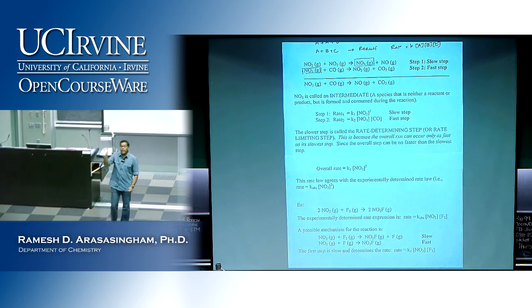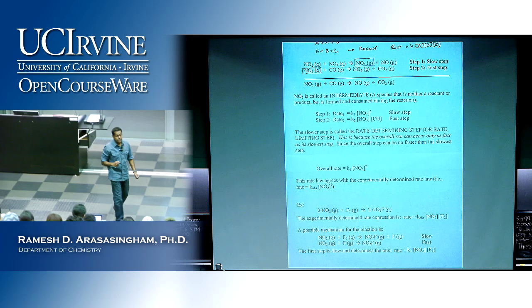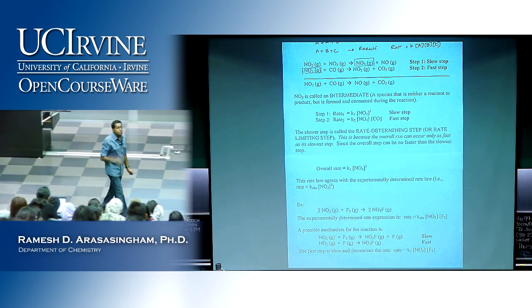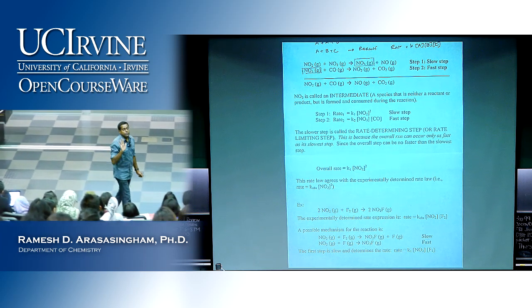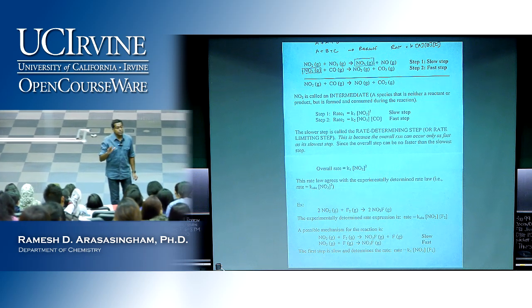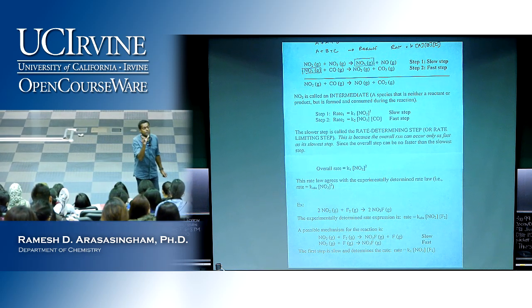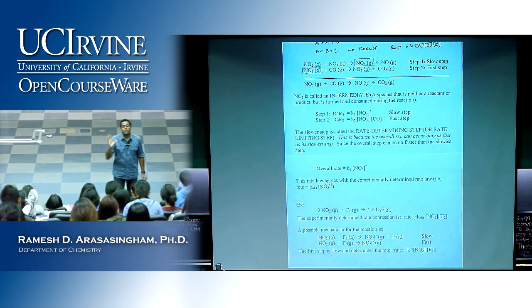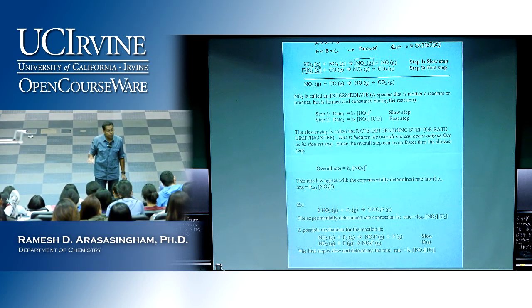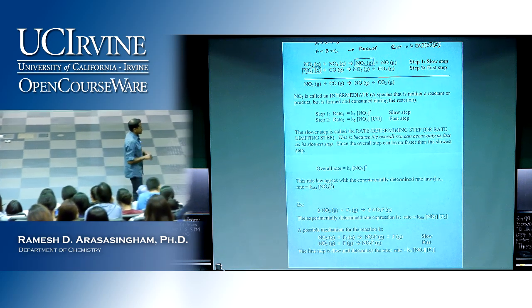And so in a mechanism you have multiple steps, all right? And among those multiple steps, the overall rate of that reaction is going to depend on the slowest step. And the rate law that you see in the slowest step is what we measure experimentally, because in the experiment what we're measuring is the overall rate, and the overall rate is going to depend on the slowest step.